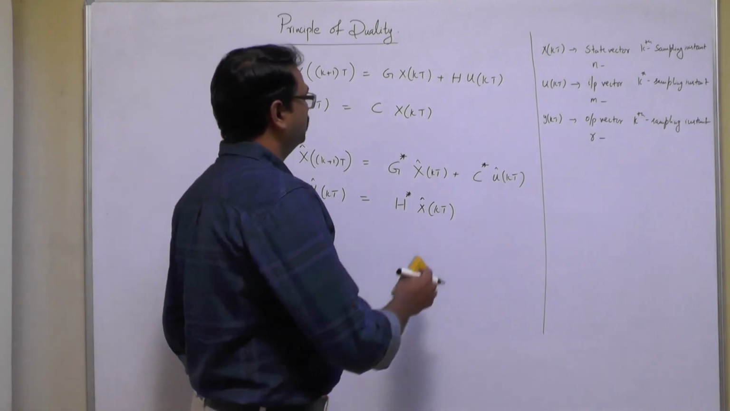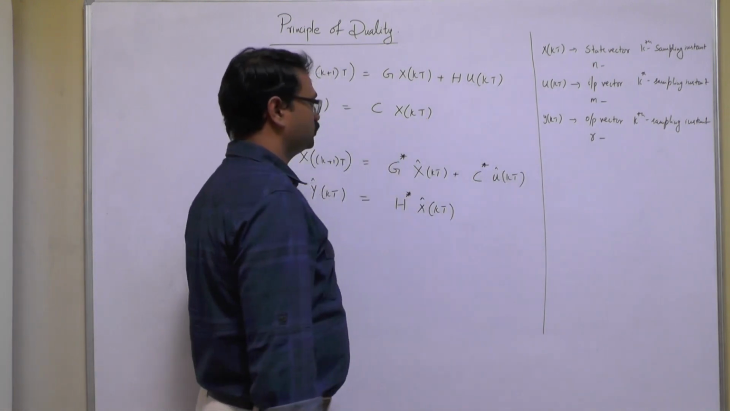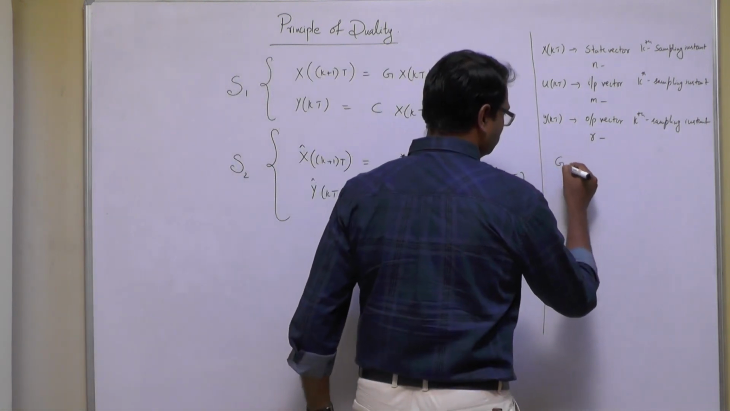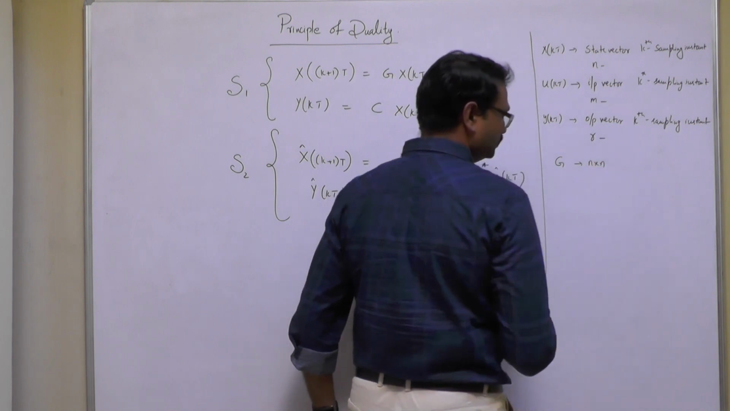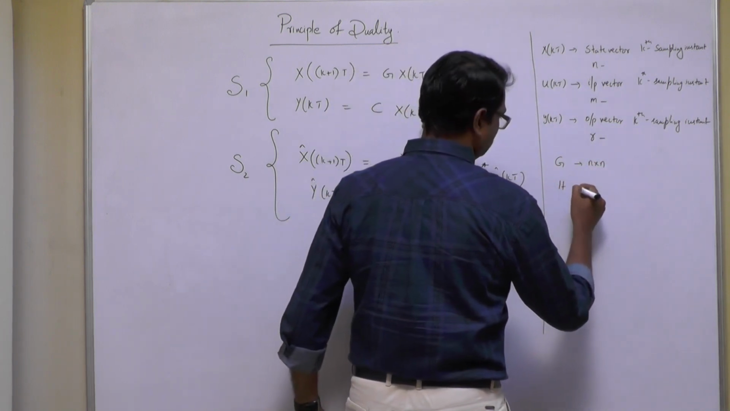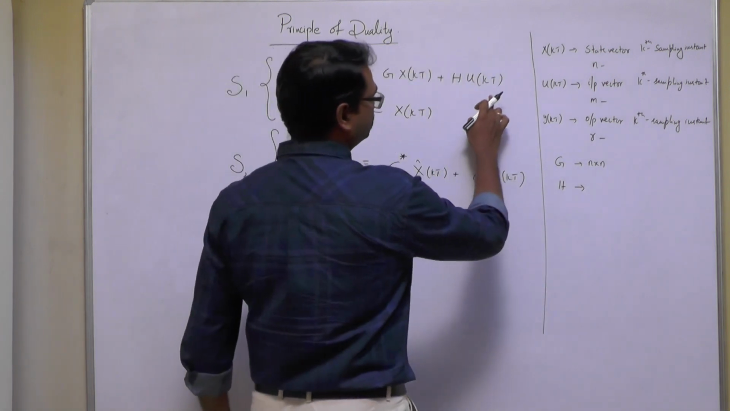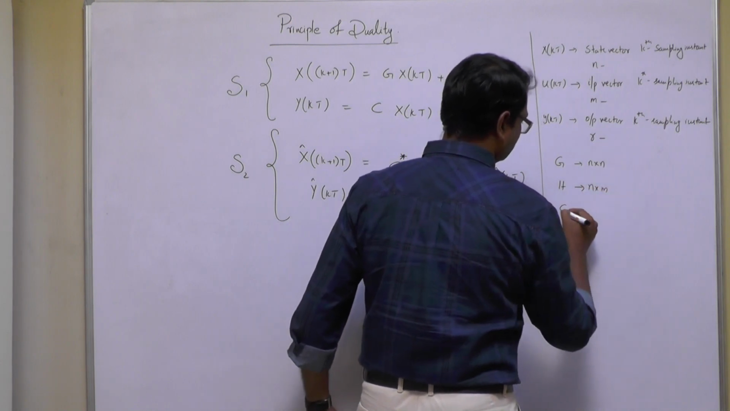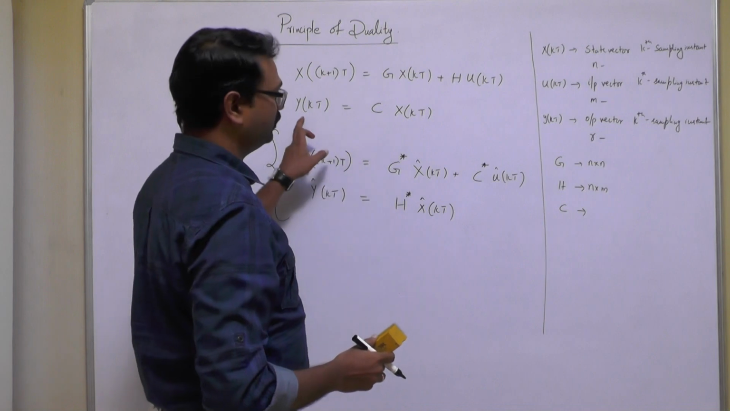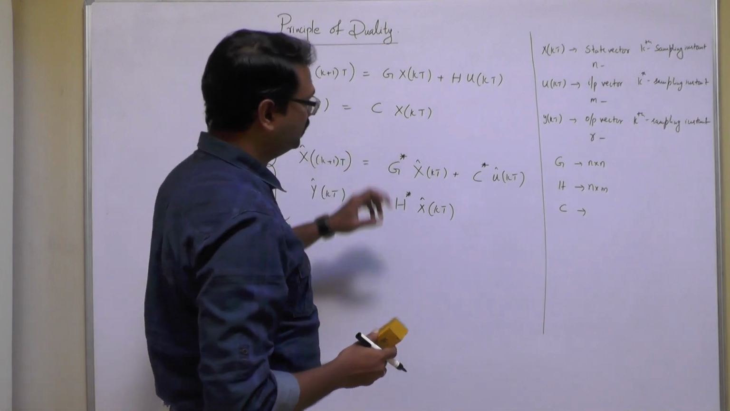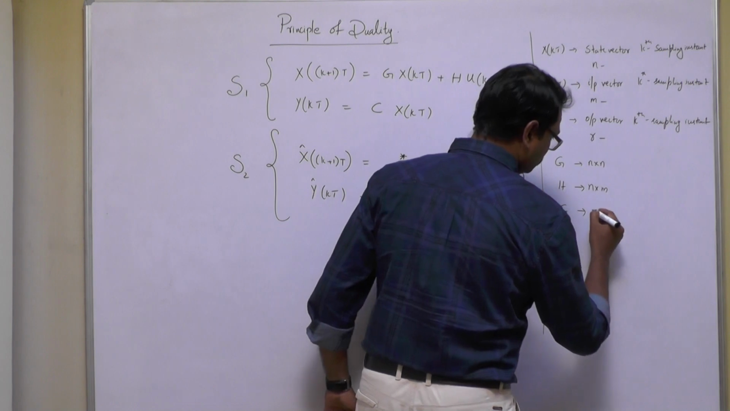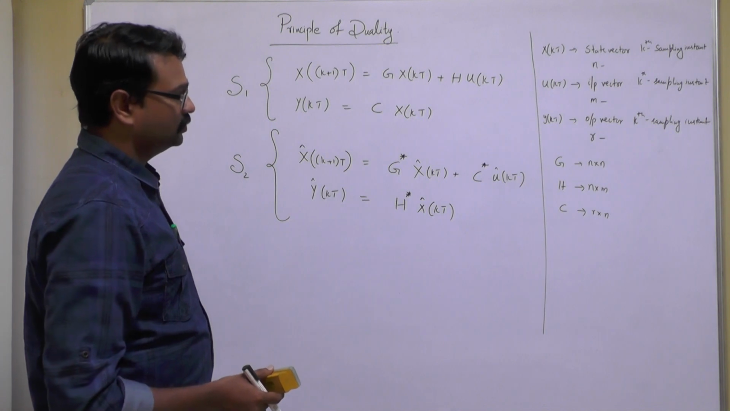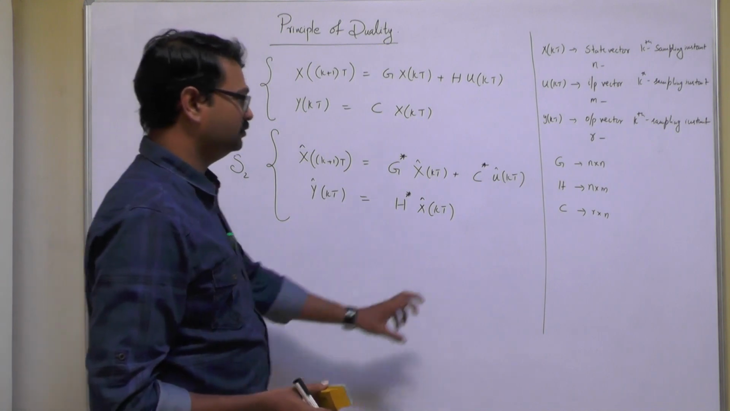So this is for system S1. And we also know that G is an n by n system matrix. H, since u is m by 1, should be an n by m matrix, and C, since y of kT is r by 1, is an r by n matrix. So we have these systems of this form G, H and C.